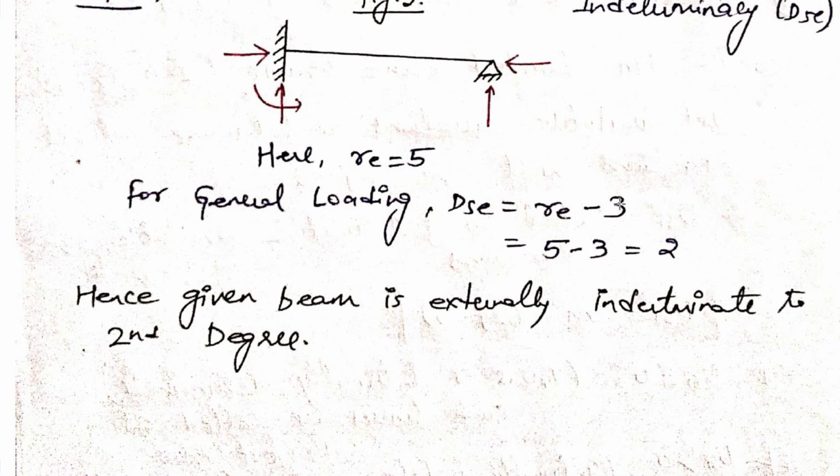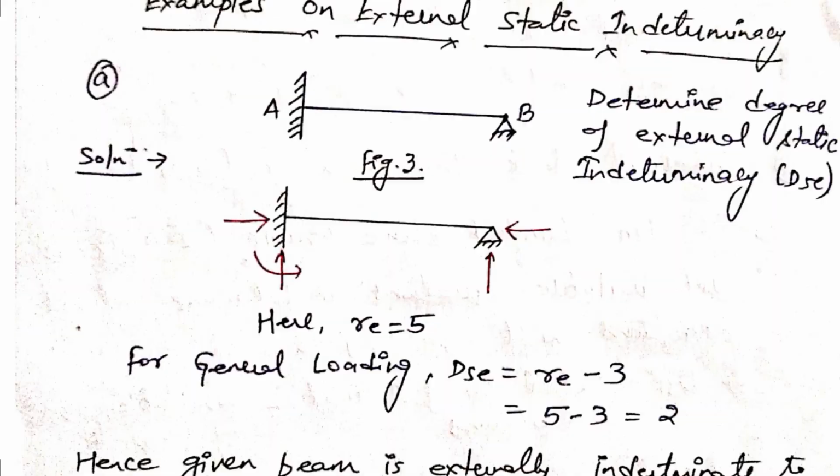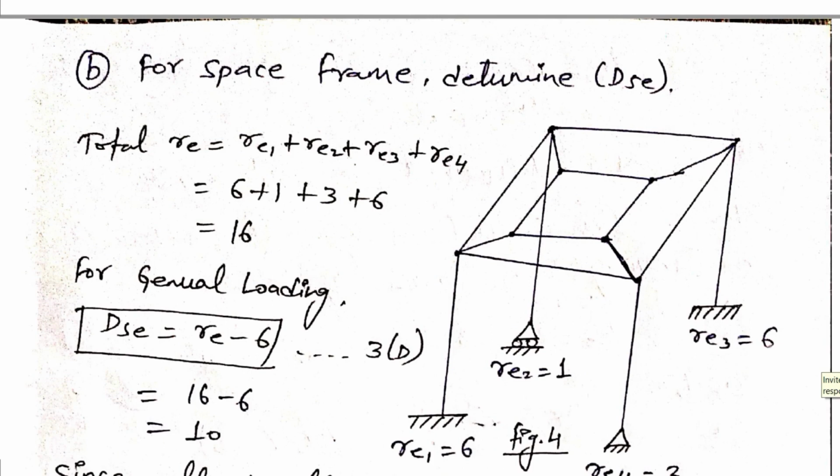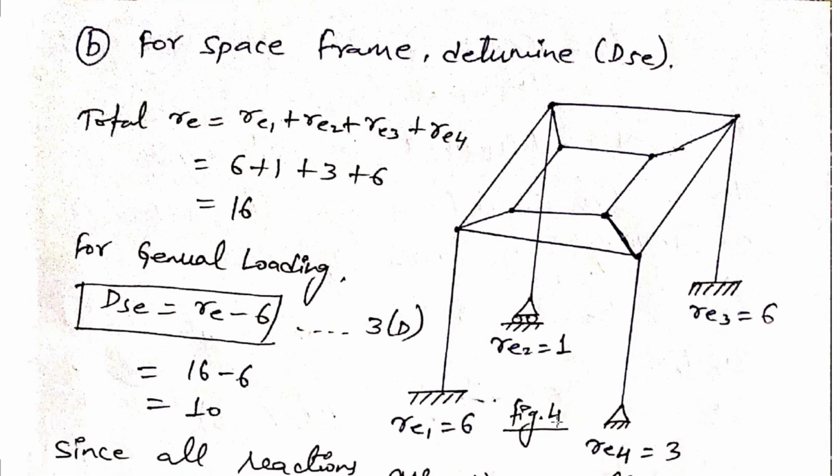Now move on to the next example based on static external indeterminacy. This is your space frame, figure 4. You can refer to this figure 4, and you can see here that this is a space frame and we have to determine the value of external static indeterminacy, that is DSE. What we have to see here is that this is your fixed support, this is your roller support, this is again your hinge support, or pinned support. You can say hinge or pin are the same thing. And this is your fixed support here again.